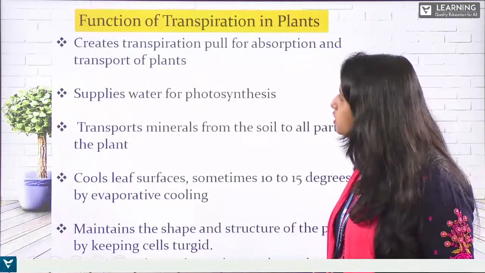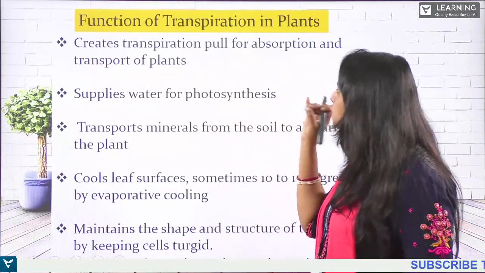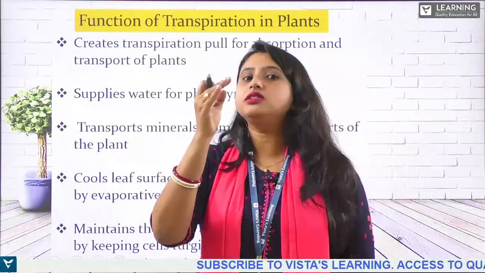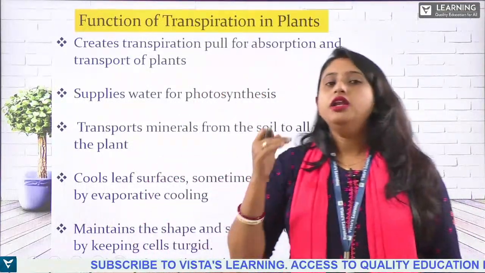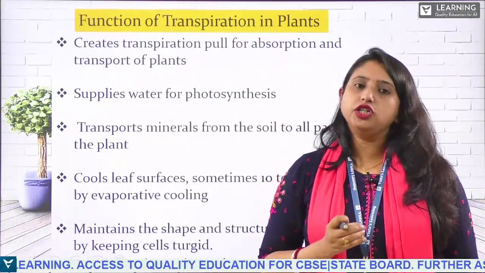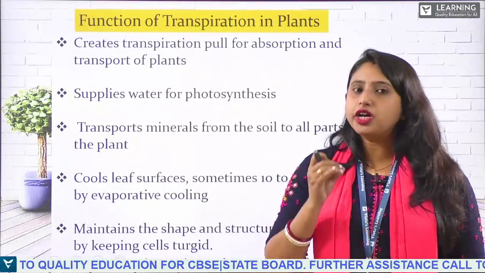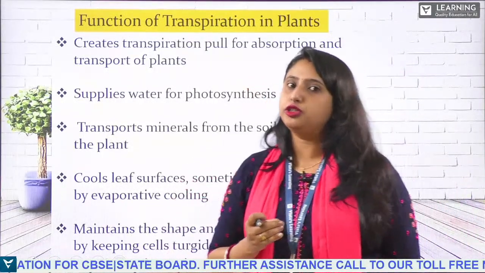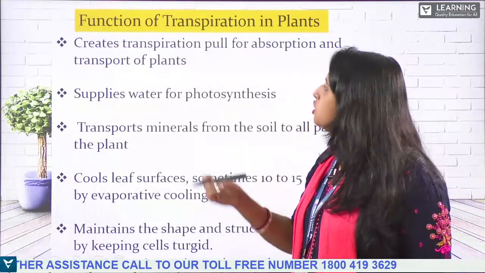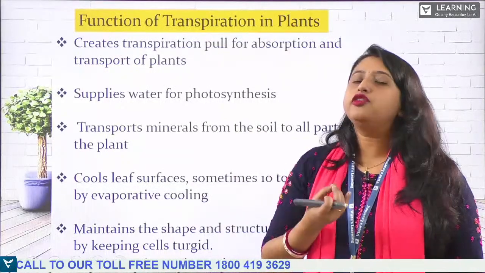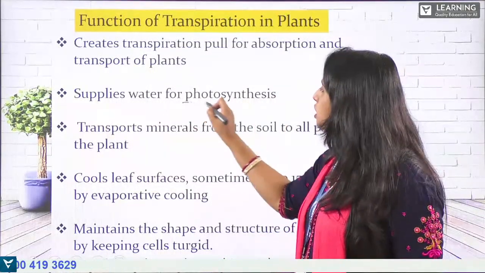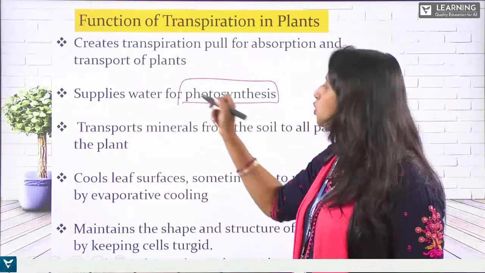Now let's move into the next topic, that is the function of transpiration in plants. In the previous topics, you have seen the factors affecting transpiration. Now you will learn about the function. What is the function of transpiration in plants? Transpiration is very much essential for plants because it helps in the process of photosynthesis. It supplies water for the process of photosynthesis.